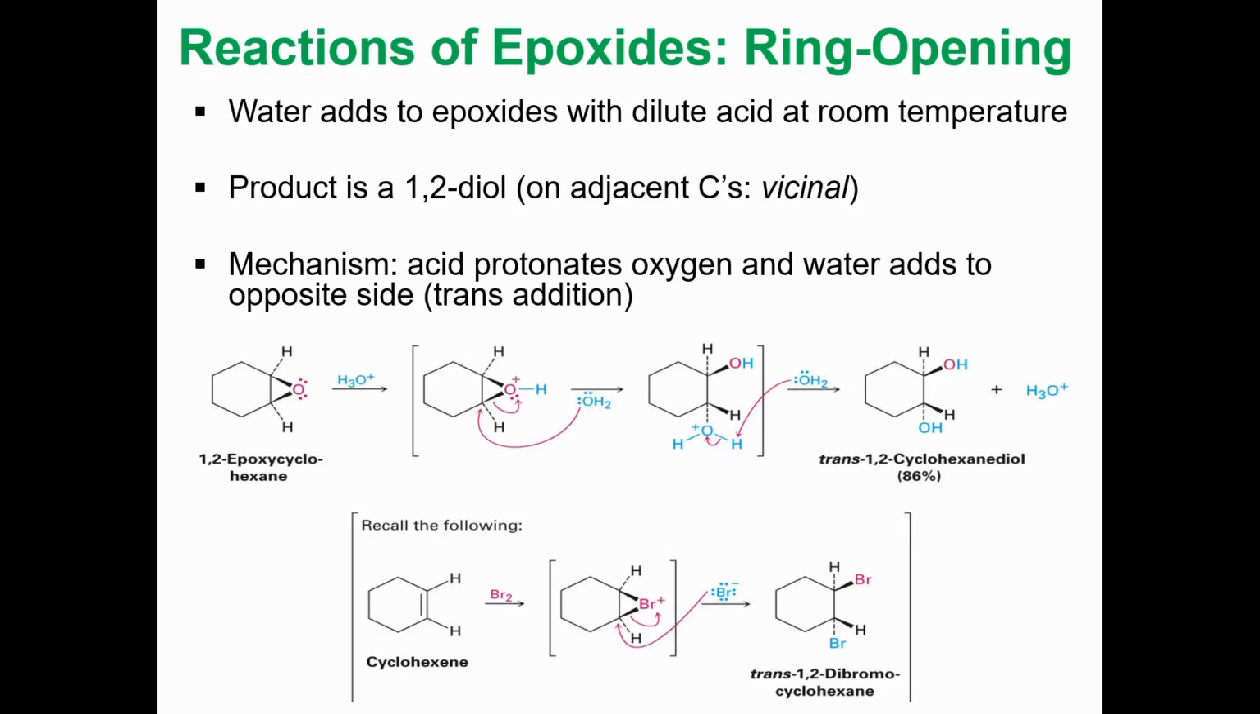In the presence of water and dilute acid, 1,2-diol is always formed. So whenever you're talking about reactions of epoxide, what comes to your mind is that if it's reacting with water and dilute acid, the product is going to be 1,2-diol. It means that I'm going to have hydroxy groups on carbon 1 and 2, as seen in the equation.